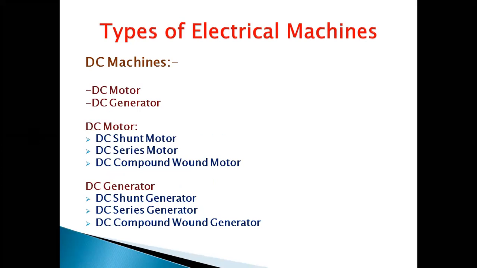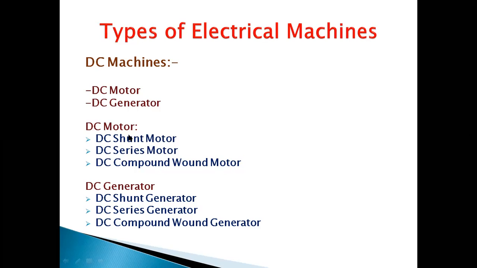DC machine, we have already seen there are two types, DC motor and DC generator. Both we have already seen in the third unit. Here the DC motor is divided into subtypes like DC shunt motor, DC series motor, or a DC compound wound motor. But in our syllabus, we have seen DC shunt and DC series.